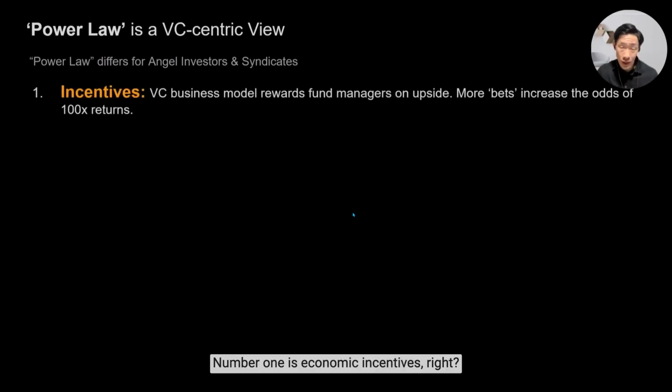Number one is economic incentives, right? As in life, as a general principle, economic incentives drive a lot of behavior that's very natural. The VC business model rewards fund managers on upside. So more bets increases the odds of 100x returns. So they're incentivized to invest in more.